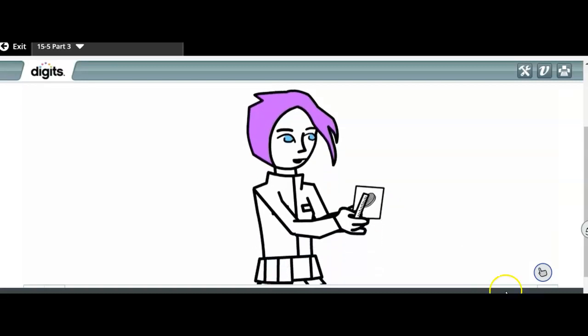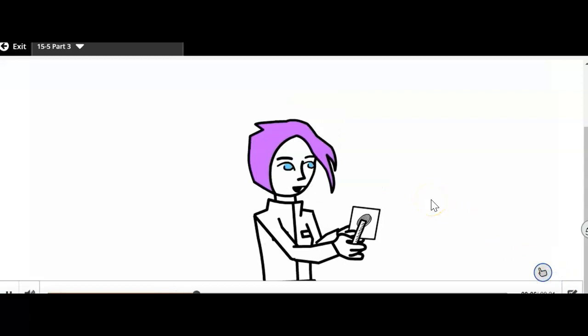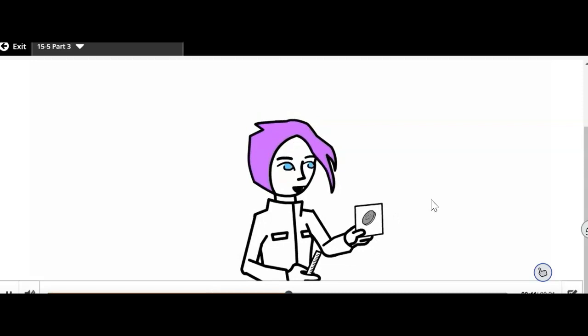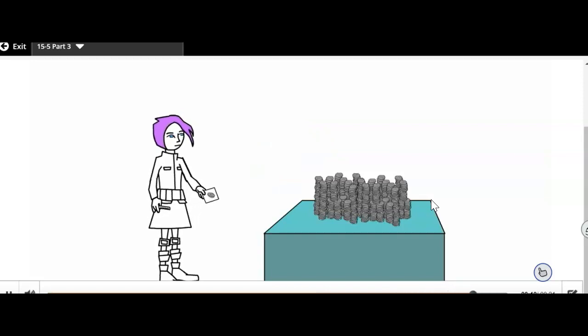Diameter 24.25 millimeters. Check. Thickness 1.75 millimeters. Perfect. Okay, this one is good to go. Oh, come on. All of these? You gotta be kidding me.